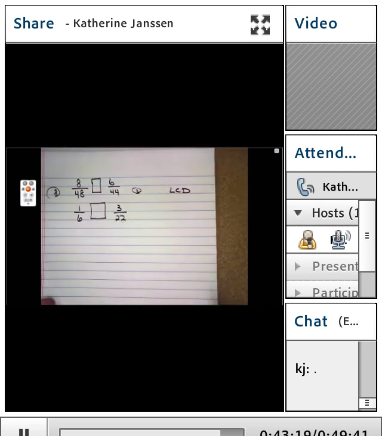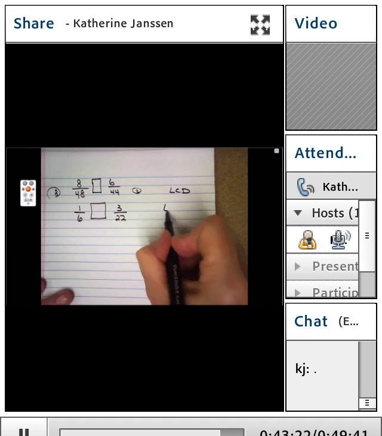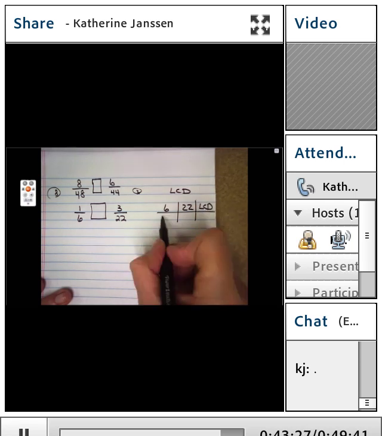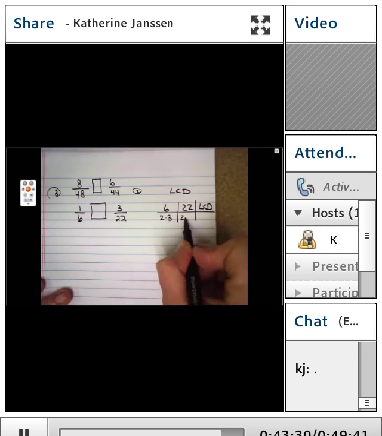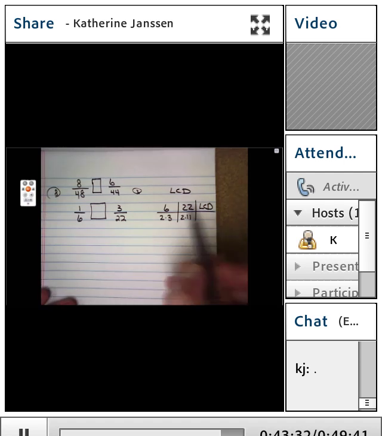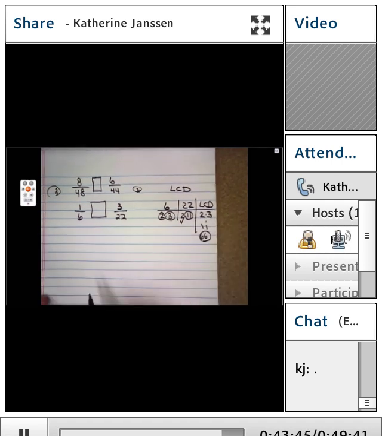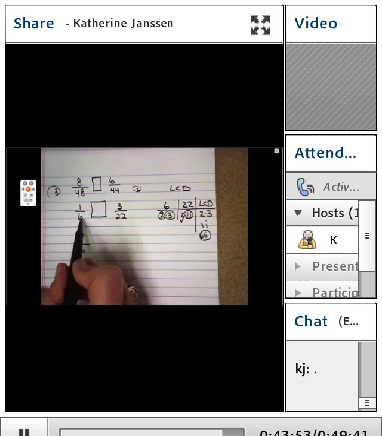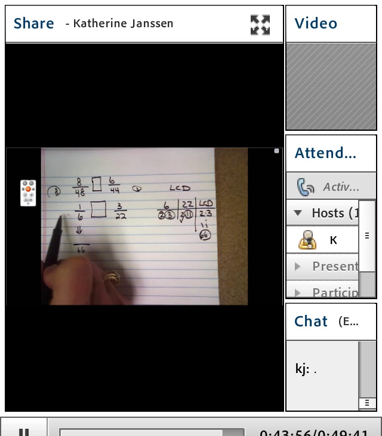So now I can build my least common denominator chart, 6 and 22, factoring 2 times 3 and 2 times 11. I need a factor of 2. I need a factor of 3. I already have a factor of 2, but I need a factor of 11. So 6 times 11 would be 66. My common denominator is 66. I want to convert 6 to 66. 6 times 11 would be 66.